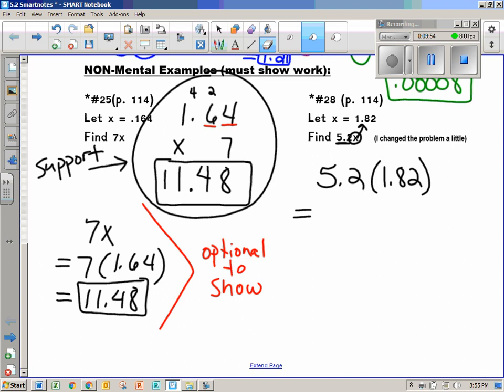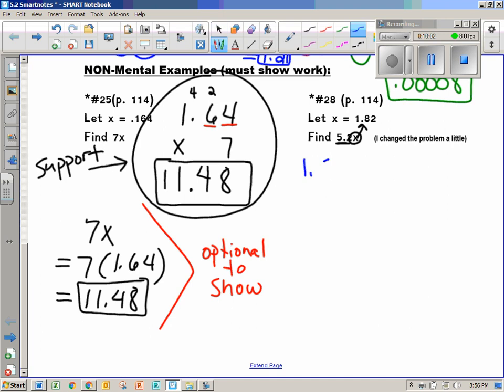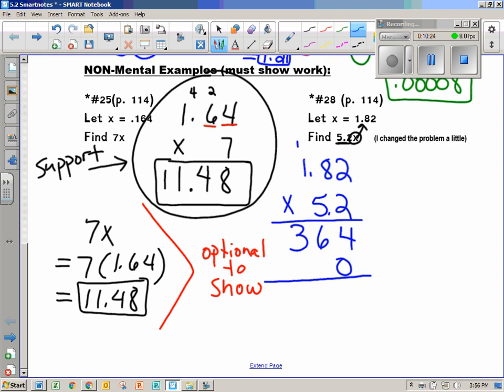So I'm a little out of room, so I'm just going to write it vertically. I would put 1.82 on top because it's got 3 place values, whereas the second one, 5.2, only has 2, and then start multiplying. It's just really easy to make a mistake, which is why I have you working with a partner on this unit. So we get 4, 6, 4, 9.